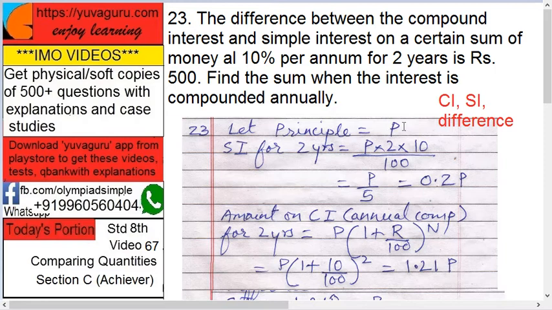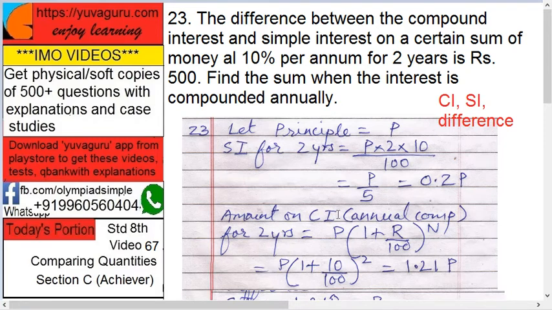Let the principal be P. Okay. SI for 2 years equals PNR upon 100. P into N is 2 into R is 10 upon 100. So solve this, you will get 0.2P. Right? Now you got SI.